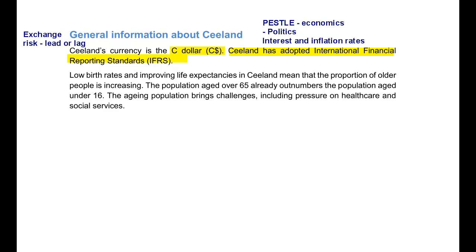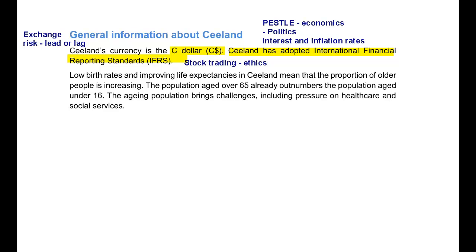But what it does mean is that given that Sealand itself has adopted these, the chances are that IC Optical are preparing their accounts in the right way, which of course we know is doubly necessary given that they trade on the stock market. And finally, some information on the demographics of Sealand.